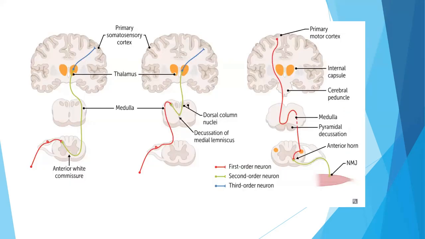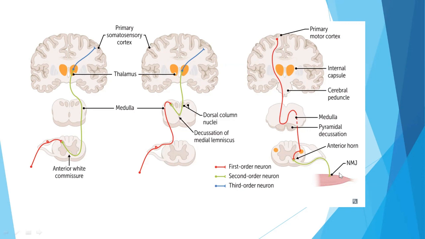Now, this is again the spinothalamic tract. Now this is the DCML. And again, now this is the corticospinal tract. This indicates the upper motor neuron and lower motor neuron lesions. Everything that you are seeing here in red is the upper motor neuron, and here the green is the lower motor neuron.